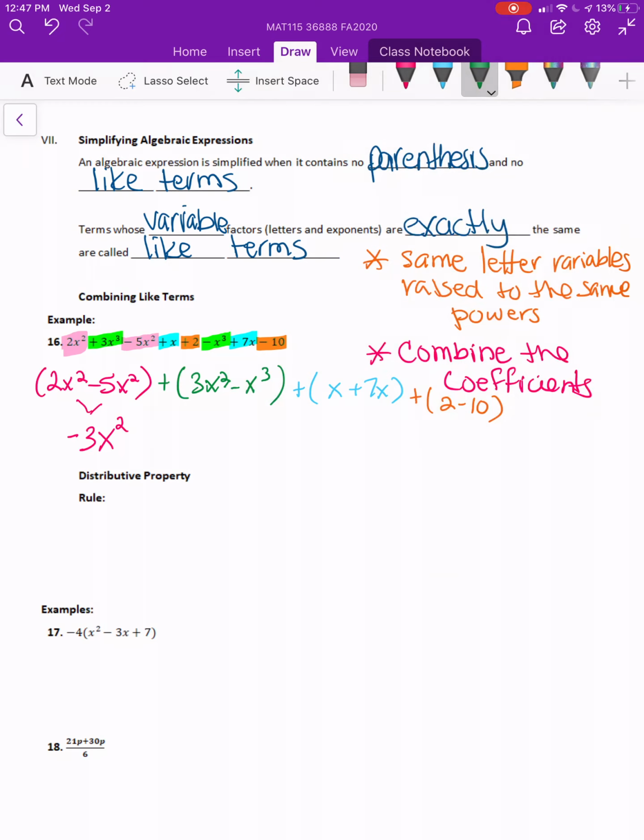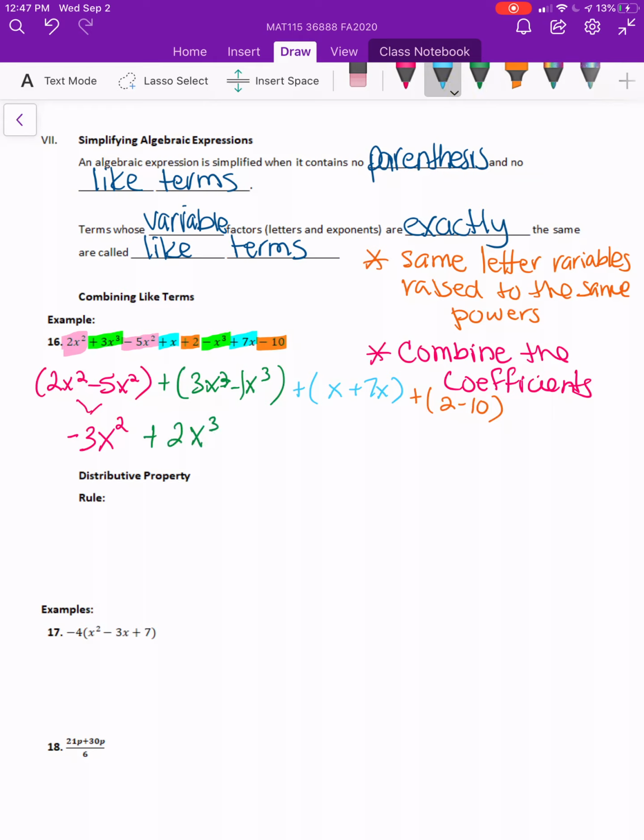So we've got 3x to the third minus x to the third. Remember, if there's not a coefficient in front, we assume that it's going to be a 1. So this would be 3 minus 1 x to the third. 3 minus 1 is 2, so we're going to add 2x to the third.